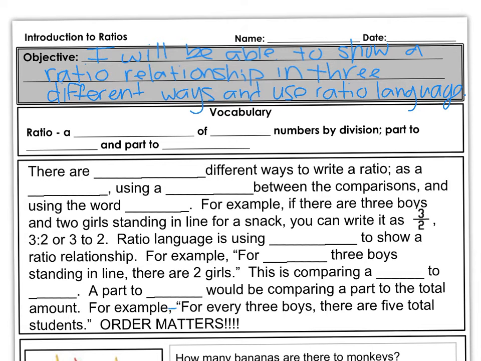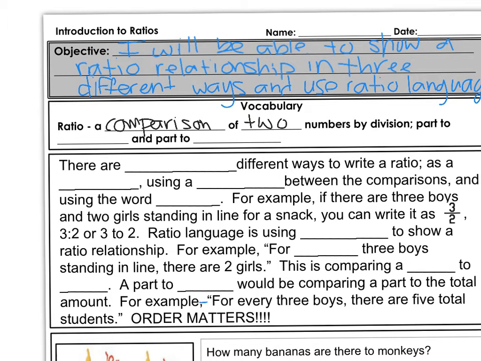A ratio is a comparison of two numbers by division. We have something called a part-to-part ratio and a part-to-whole ratio. So a part-to-part and a part-to-whole.